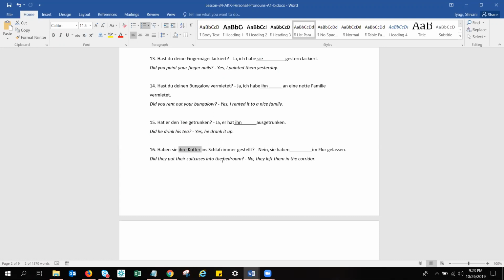Nein, Sie haben im Flur gelassen. Flur is corridor. No, they left them. They left them means the suitcases. So suitcases is plural, and for plural D we write Z.